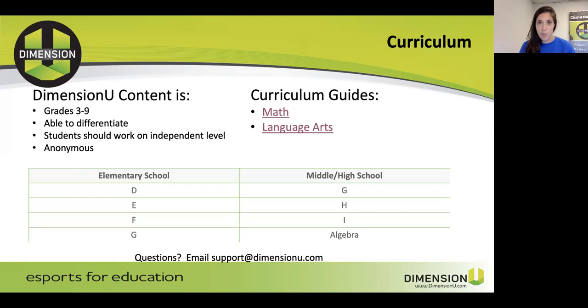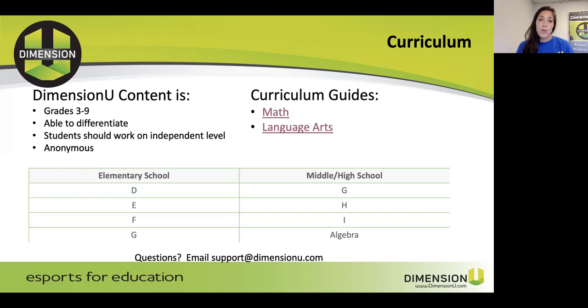So what do these levels mean exactly? Taking a look at the chart on this screen, you'll see that we have elementary and middle and high school levels. Our elementary levels start at level D and go through G. What does that mean? Well, level D is right around grade 3, level E is grade 4, level F is grade 5, and level G is grade 6, with a lot of gray area.